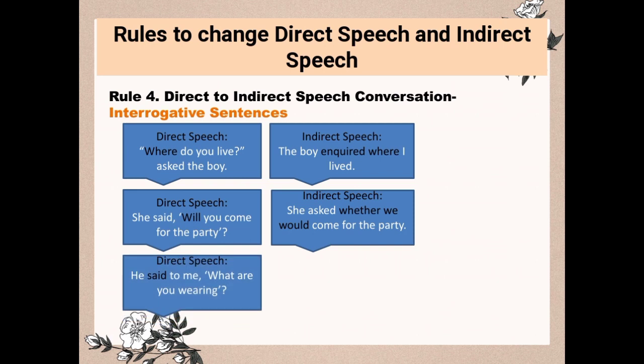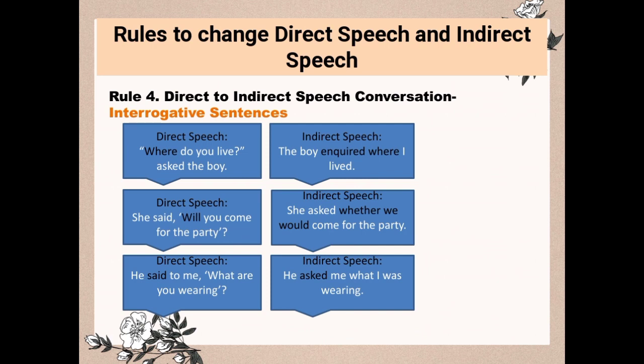Next, reporting verbs such as said or said to change to inquired, asked, or demanded. For example, she said to me, "What are you wearing?" Then the indirect speech: he asked me what I was wearing.